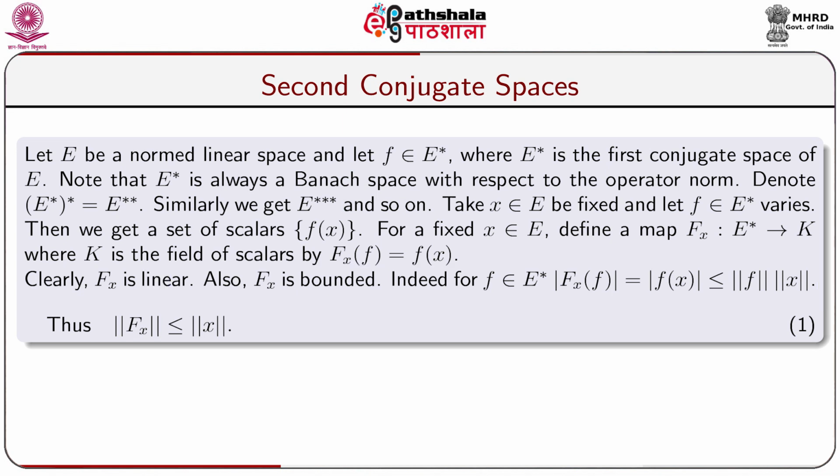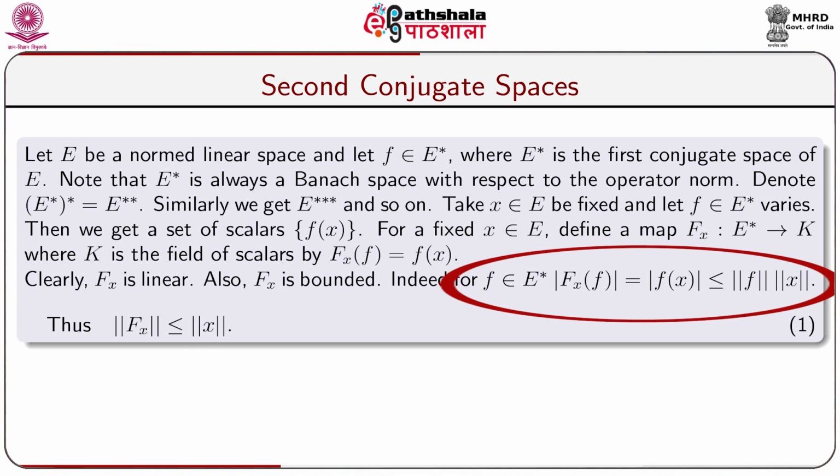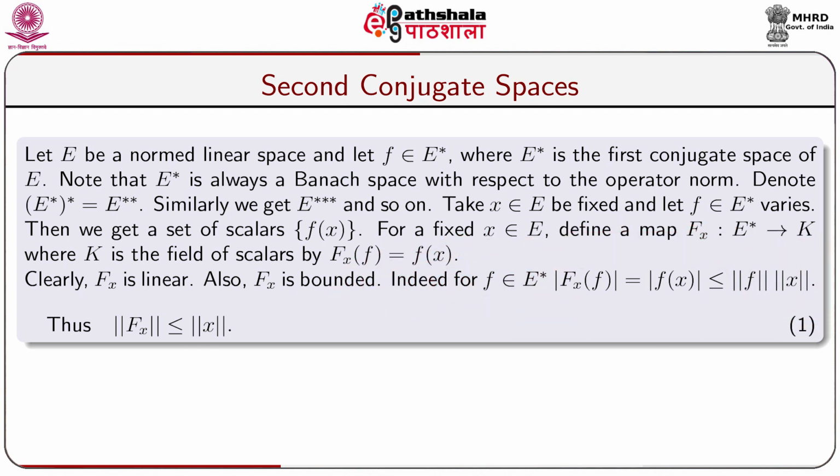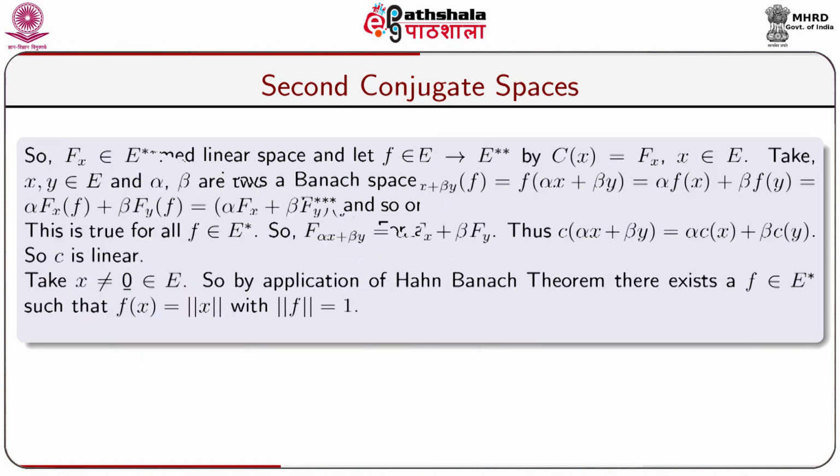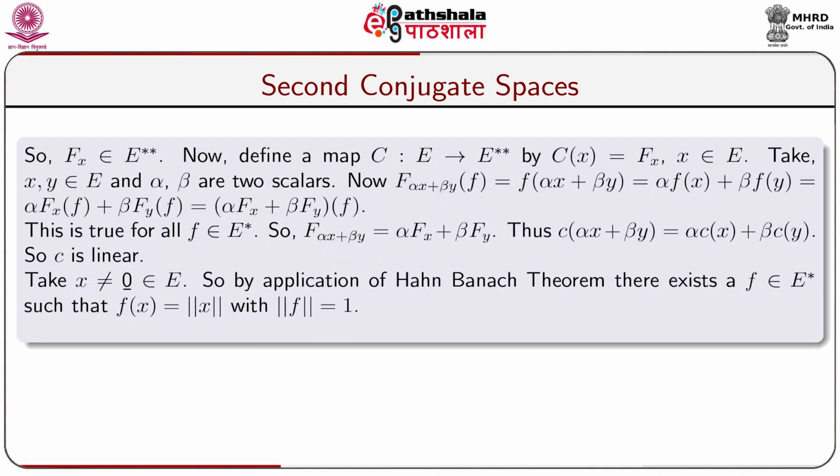Let us take f belonging to E star. Now, modulus of F_x(f) equals mod f(x). As f belongs to E star, f is a bounded linear functional. So, we can apply that modulus of f(x) is less than or equal to norm f into norm x. Thus, norm of F_x is less than or equal to norm x. So, F_x belongs to E double star.